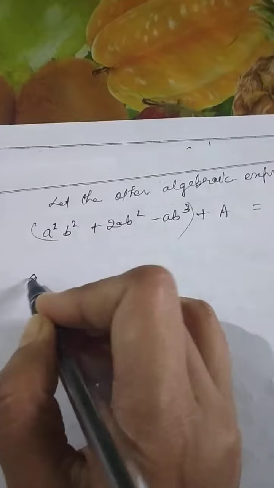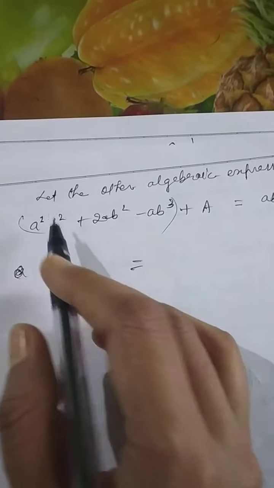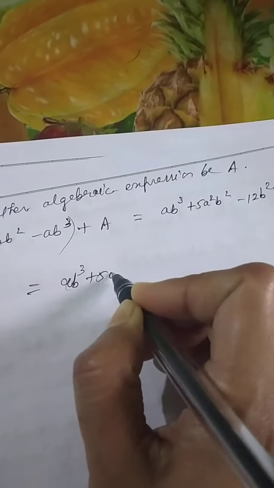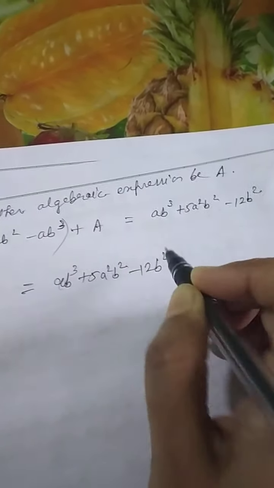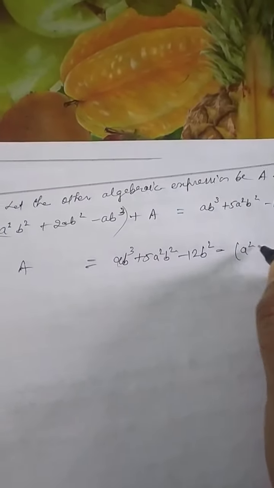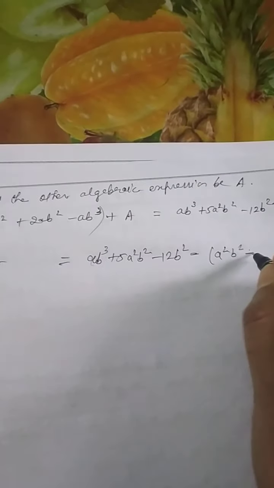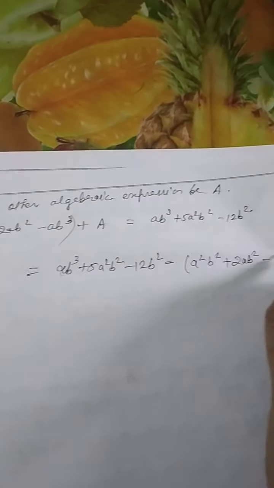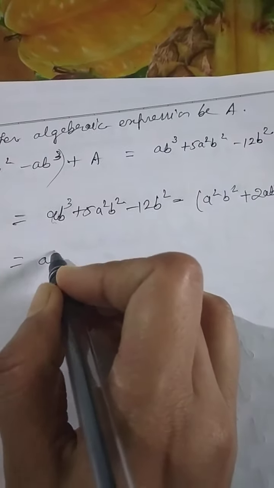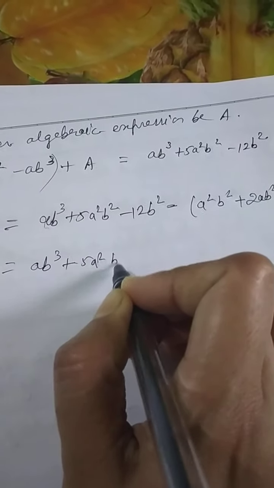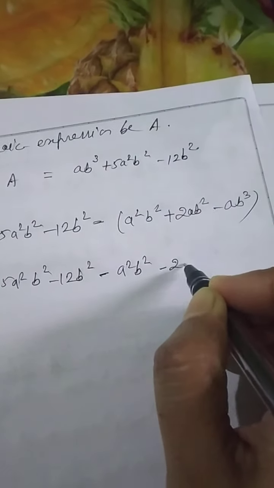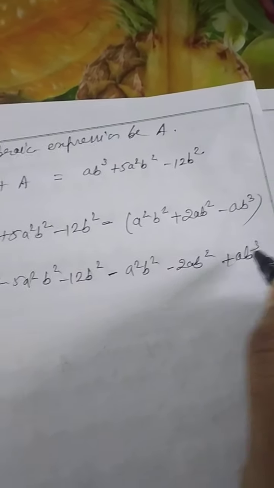So what will we do? We have to find out the value of A. So we will put this whole expression this side. AB cube plus 5a square b square minus 12b square. This one as it is. Now we are going to write this. Minus a square b square plus 2ab square minus ab cube. Okay, now open the bracket. Minus a square b square minus 2ab square plus ab cube.